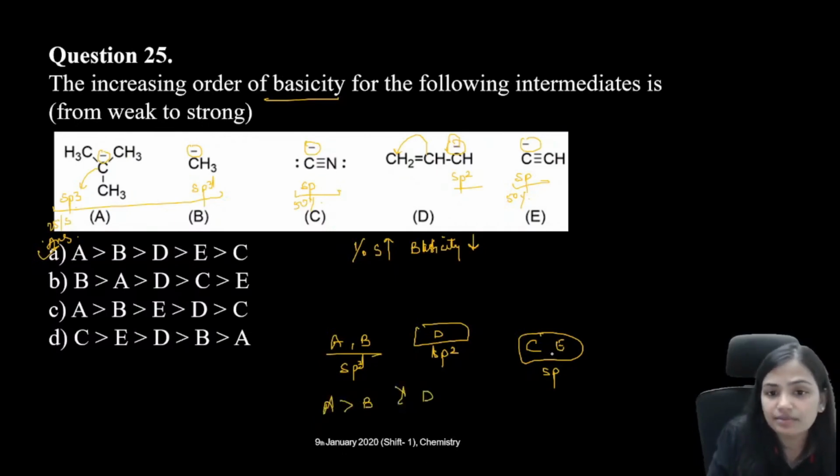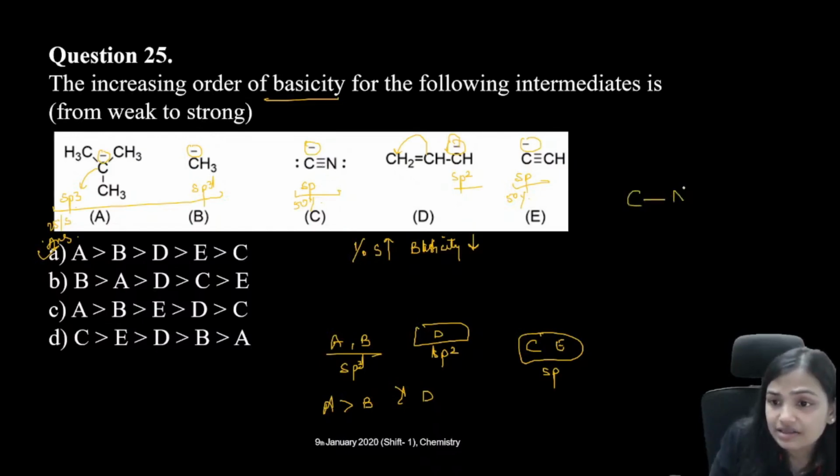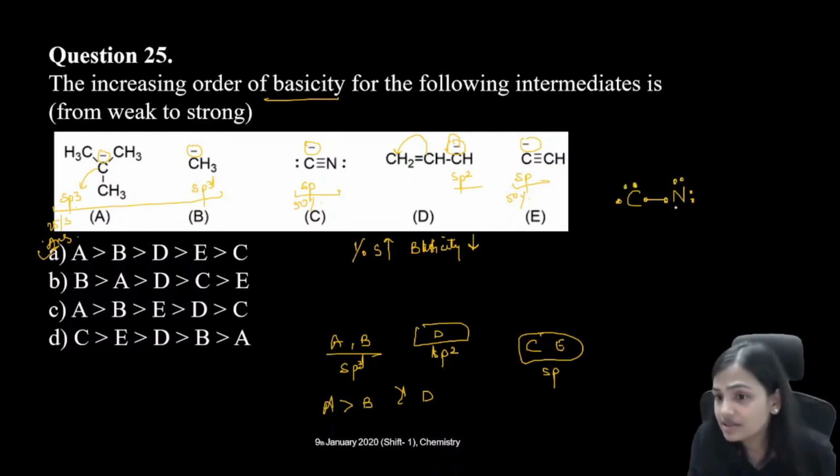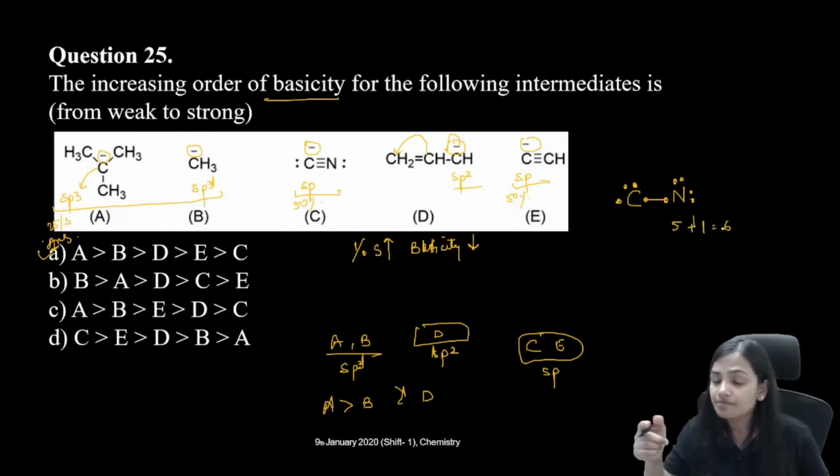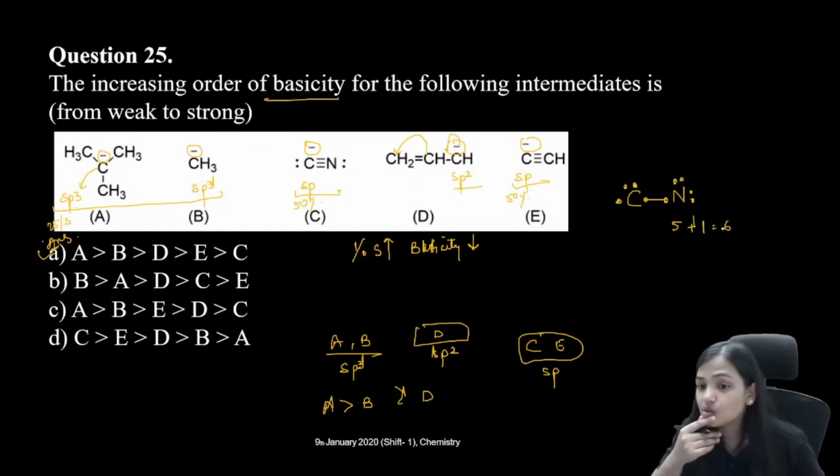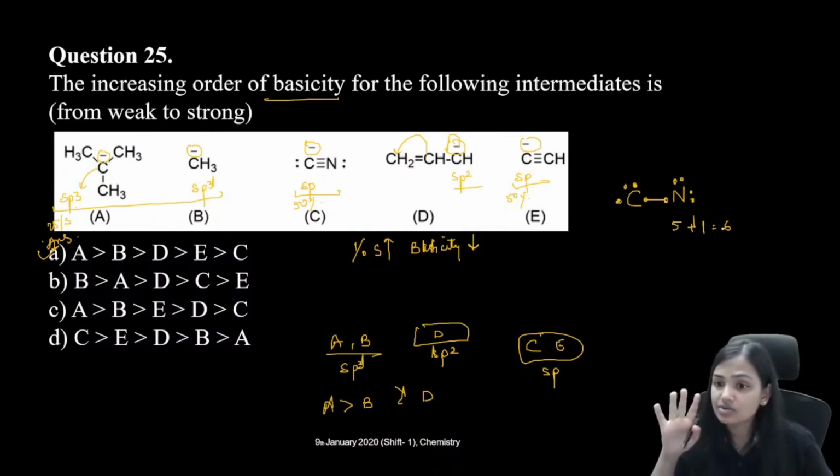Then after, when you have to compare between the C and E, let me tell you, here if you will see the structure of cyanide, you will find that there is a nitrogen having 1, 2, 3, 4, 5 electrons. Over the carbon we have 1, 2, 3, 4 electrons. Now this nitrogen which is having 5 electrons shares 1 electron with the carbon, ultimately becoming a 6 electron species. Now again this nitrogen needs 2 more electrons.